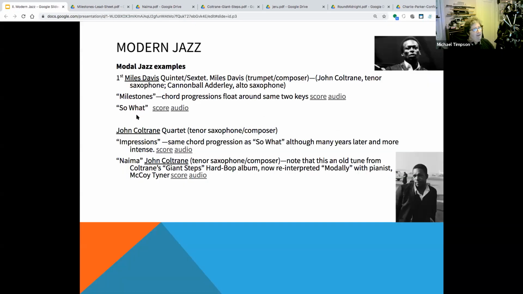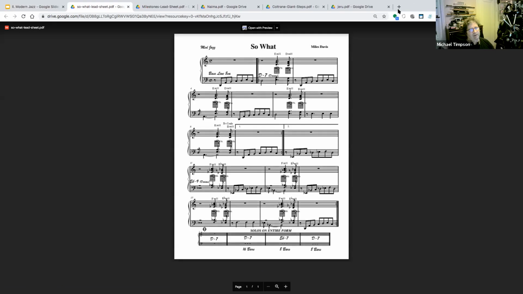One of the most famous modal jazz pieces is this work called So What. Often imitated. One of the fun aspects of So What is that the main melody is played by the bass player. And then you literally get this kind of call and response. So it's, so what?